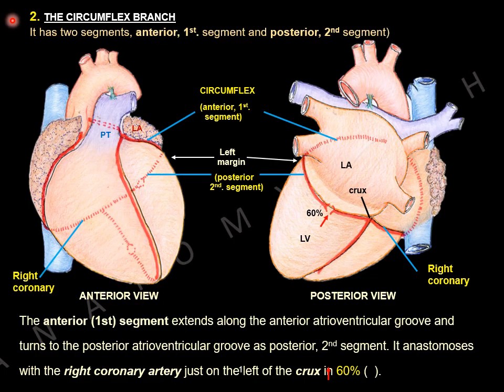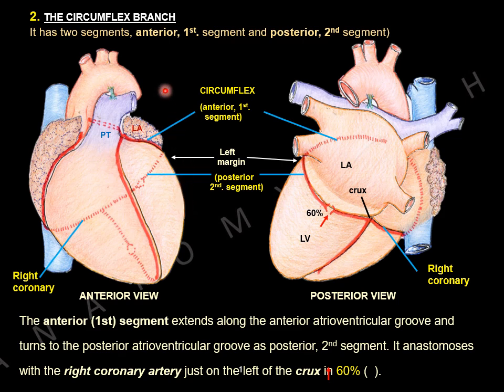The circumflex branch. Let's see the two diagrams here. This is the anterior view of the heart and this is the posterior view of the heart. Here is the pulmonary trunk. This is the left auricle. This is the left ventricle. This is the anterior atrioventricular groove. This is the left margin of the heart.